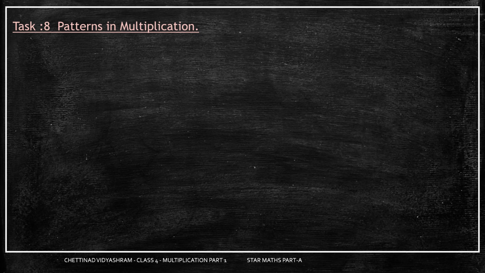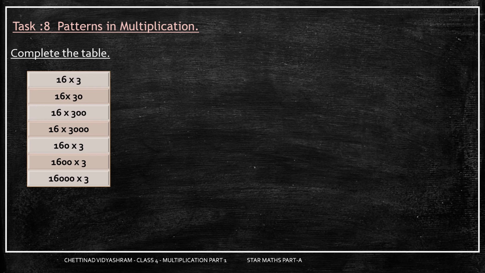Task 8. Patterns in multiplication. Complete the table. In this table, they have given numbers with 0 in the multiplier as well as in the multiplicand. So can you see the pattern? 16 into 3, 16 into 30, 16 into 300, 16 into 3000. So in this series, in the multiplier, we have numbers with 0 like 30, 300, 3000. And next 160 into 3, 1600 into 3 and 16,000 into 3. So here we have numbers with 0 in the multiplicand.